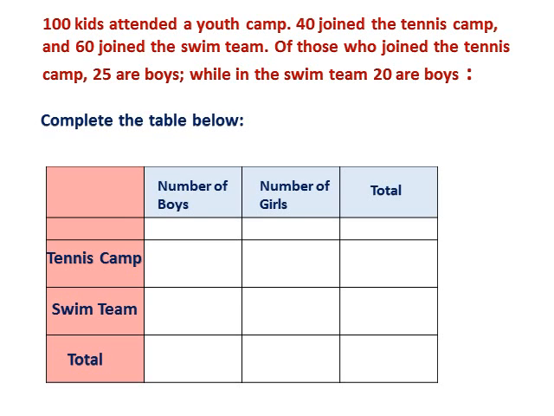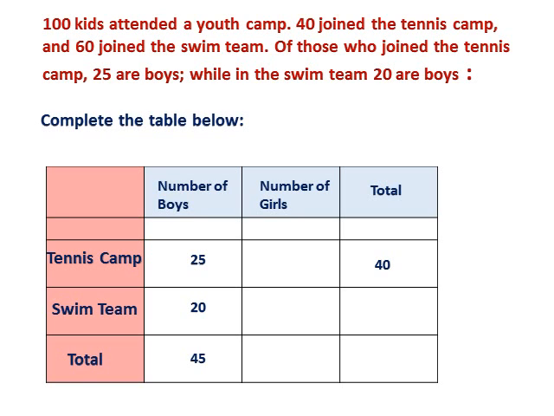So what do we know here? From the problem that's written above, we know that there are 25 boys who joined the tennis camp. And we also know that there are 20 boys who joined the swim team. And what else do we know? If we add 25 and 20, that's 45. That means there are a total of 45 boys in the youth camp. Out of the 100 kids, there are 45: 25 of those in tennis and 20 for swimming.